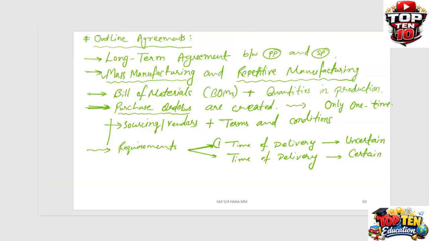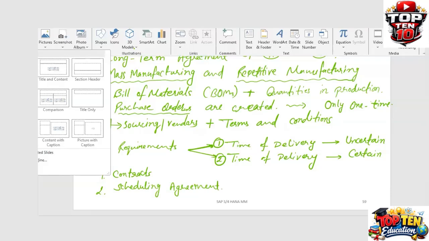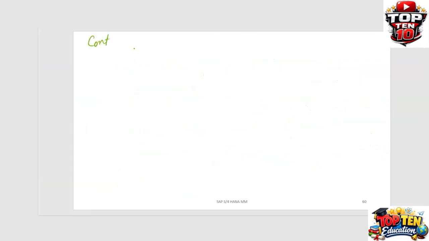So for case number one, when the time of delivery is uncertain, we can create contracts. Second, when we are sure about the time of delivery, we can create a scheduling agreement. Okay. Now we will try to understand both of these purchasing documents one by one.